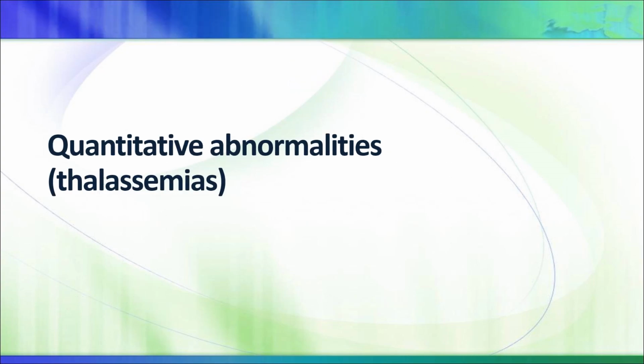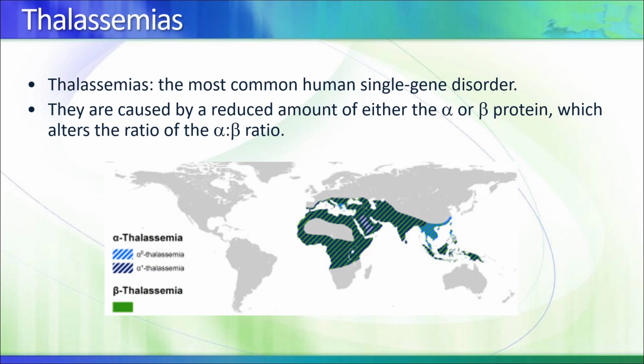So, let's discuss now quantitative hemoglobinopathies, which are known as thalassemias. So thalassemias are the most common human single gene disorder. They are quite prevalent in the old world, including the Middle East. And basically these are caused as a result of disruption in the alpha to beta ratio. So in red blood cells, what you have is equal amounts of alpha chains and beta chains. So in thalassemias, you would have either more alpha than beta or more beta than alpha.